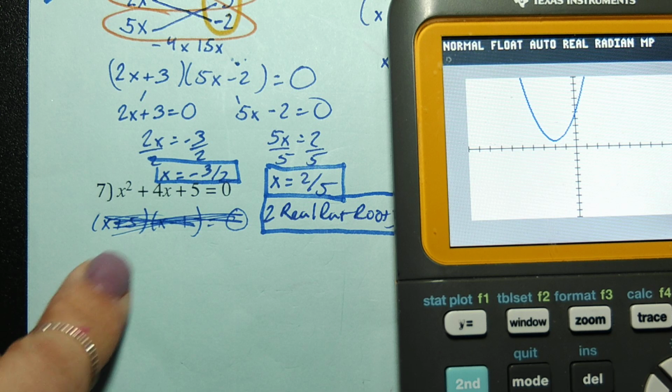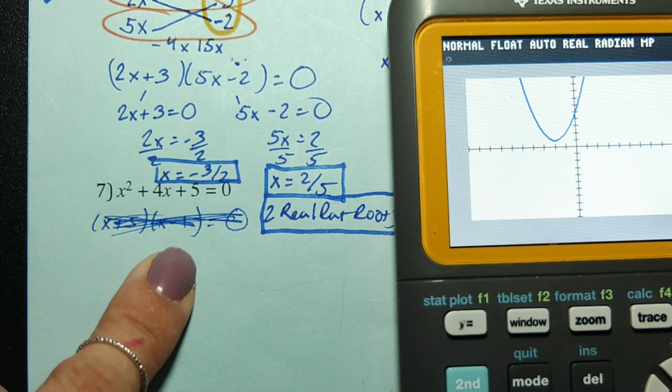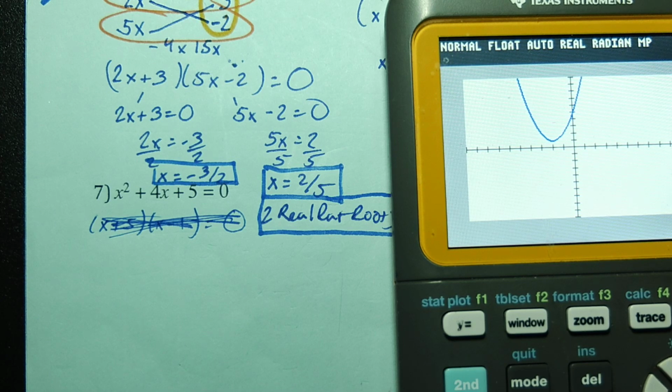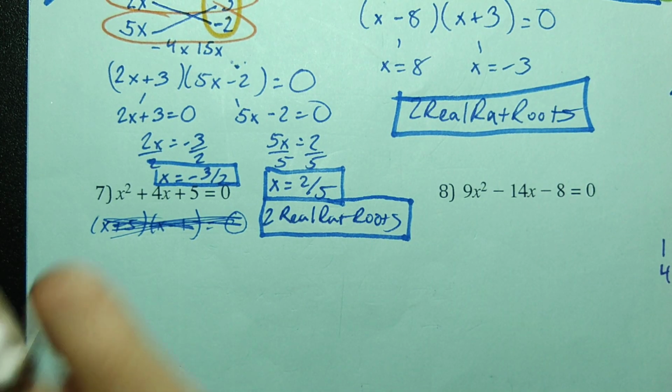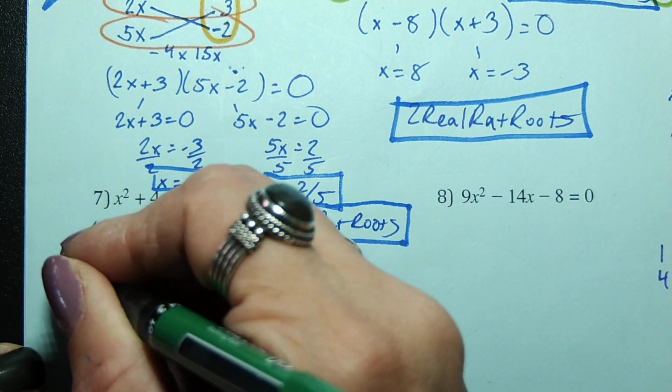And on the graph, not only does this not have x-intercepts at negative 5 and 1, but what do we know about these x-intercepts? If that doesn't touch the x-axis at all, those x-intercepts are going to be imaginary, which means I'm automatically going to have to use the quadratic formula. So let's go ahead and sing the little song.